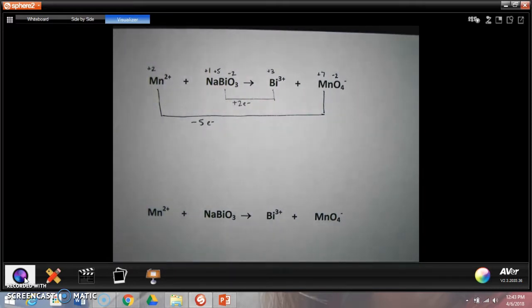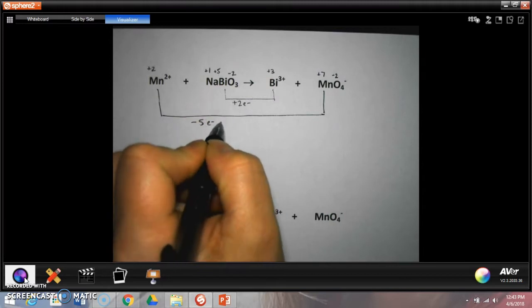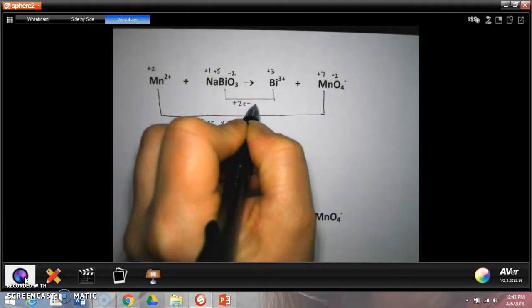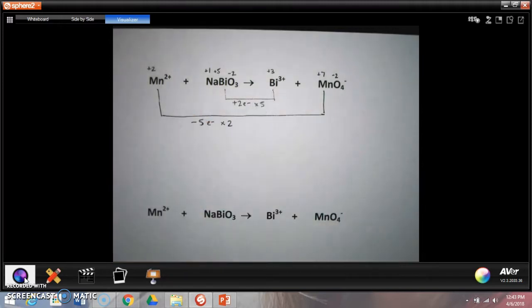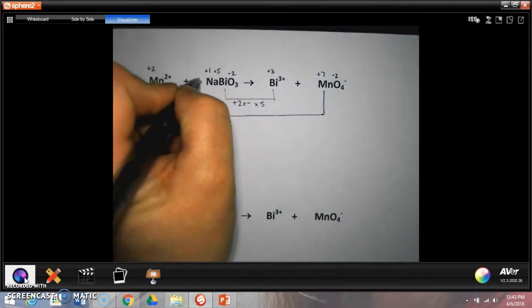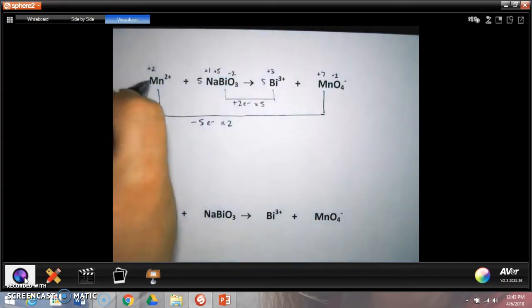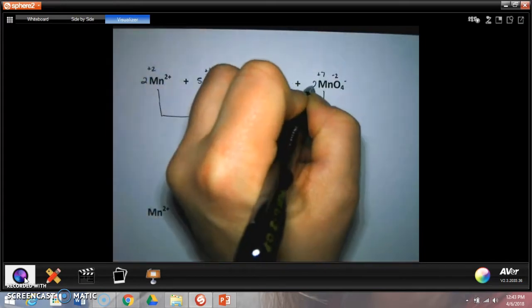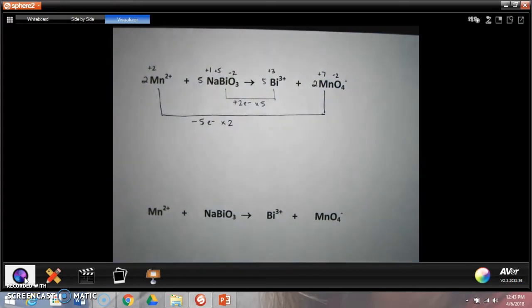So now that I have that taken care of, I want to make sure I get the electrons balanced. So I'm going to have to multiply this guy by 2 and this guy by 5 in order to get a total of 10 electrons each. So I'm going to add those as my coefficients, 5 there and 2 there. All right, so at this point, the elements that are undergoing oxidation and reduction are balanced. But I've got oxygens that I've got to deal with.